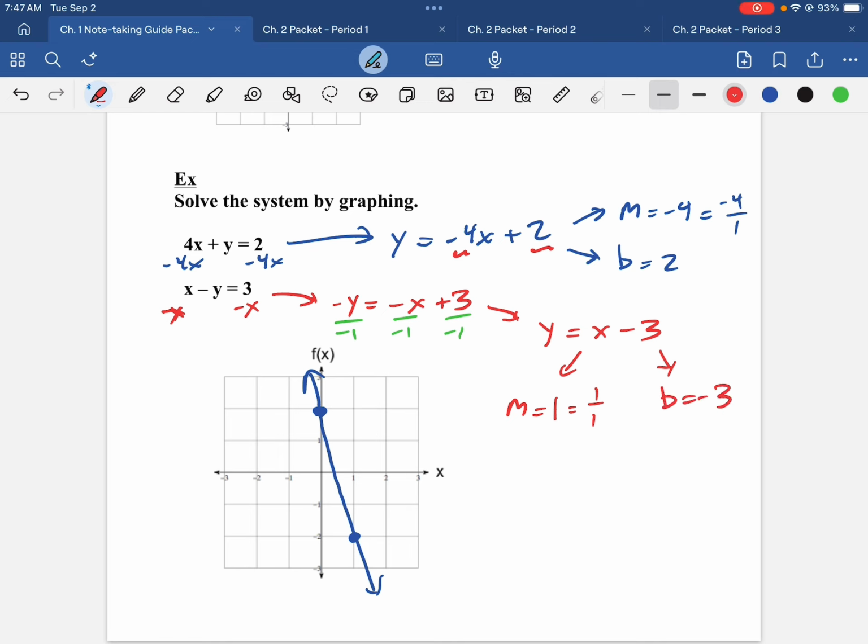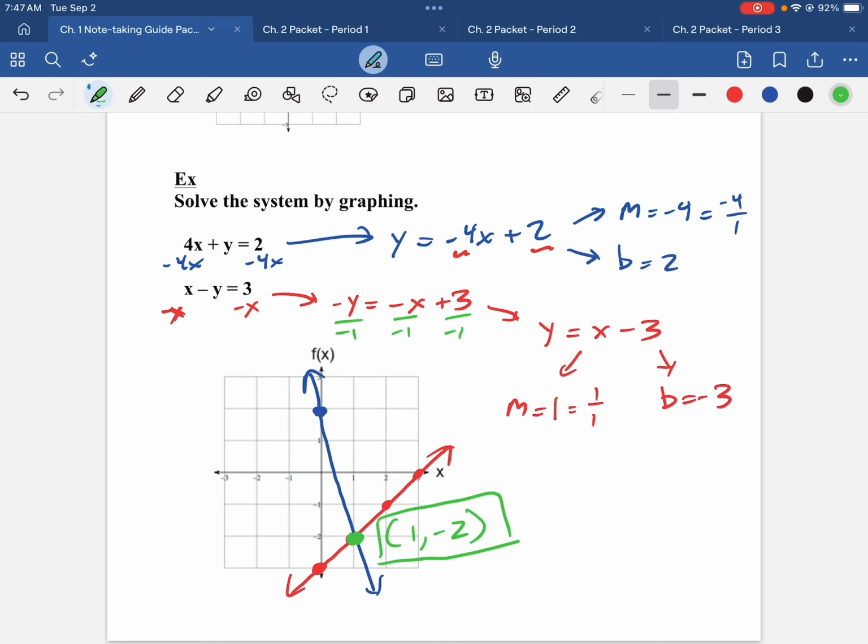Okay, so -3 is right there. And then I'll go up 1 to the right 1, up 1 to the right 1. I'll just keep going all the way. And now I've got my line. Now the solution to this system, I graph both those lines. The solution is the point or points that the 2 lines share. So in this case, these 2 lines share this point. So I can see what that point is. It's 1, -2.